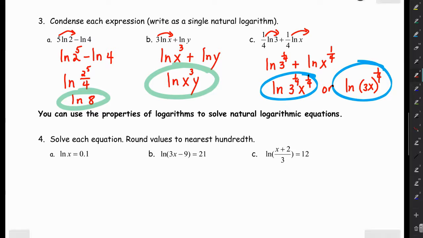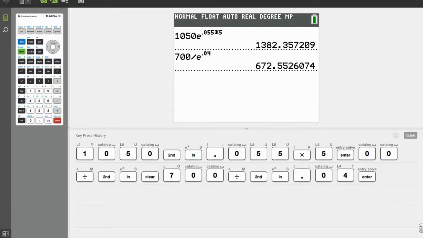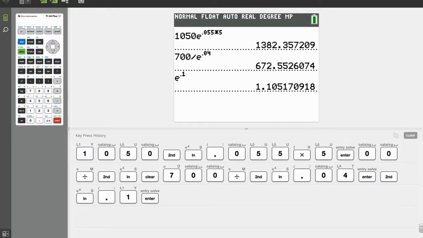Now, if you don't feel comfortable seeing that ln, you may want to just rewrite it as log base e of x equals 0.1. Now you just remember that to convert it back to an exponent, e to the 0.1 equals x. We're going to round this to the nearest hundredths. So we're going to go back to our calculator. And that gives us approximately 1.11.